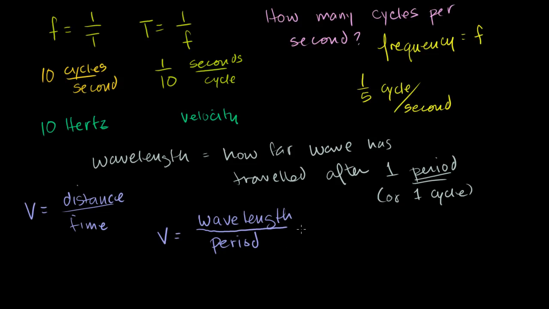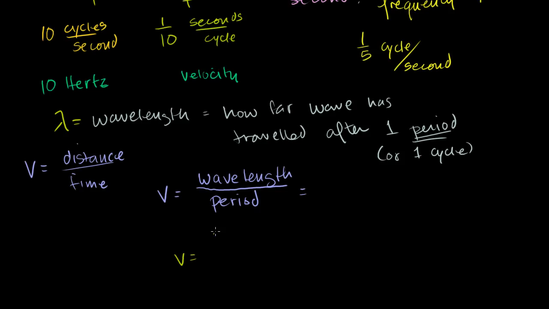So I could rewrite this as wavelength. And so actually I should be clear here. The notation for wavelength tends to be the Greek letter lambda. So we could say velocity is equal to wavelength over period, which is the same thing as wavelength times 1 over my period. And we just said that 1 over the period is the same thing as your frequency. So velocity is equal to wavelength times your frequency. And if you know this, you can pretty much solve all of the basic problems that you might encounter in waves.